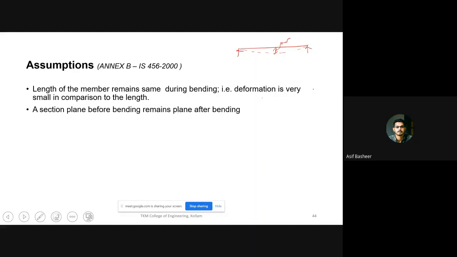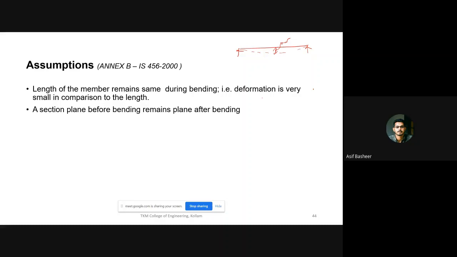The next one: a section plane before bending remains plane after bending. This is your basic assumption in the theory of bending. Can you tell me what is the real meaning of this? Najma, can you tell me that? What is the meaning of this? What does that convey to you? You have studied this in MOS.